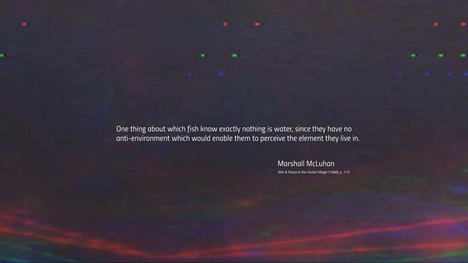There is a wonderful quote by McLuhan that I usually use to illustrate this to students. This is from his book, War and Peace in the Global Village, and in this quote he says, "One thing about which fish know exactly nothing is water, since they have no anti-environment which would enable them to perceive the element they live in." And this captures very well our predicament here as media practitioners, because we tend to ignore a large amount of the content we encounter simply because this is the water in which we swim, right? We take it for granted, we filter it out.